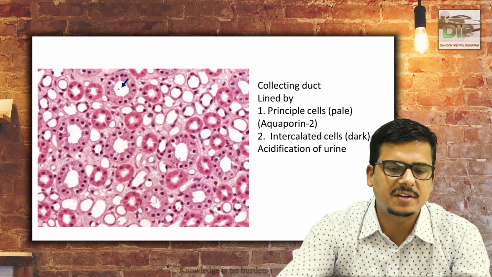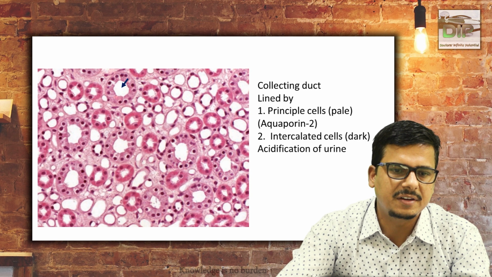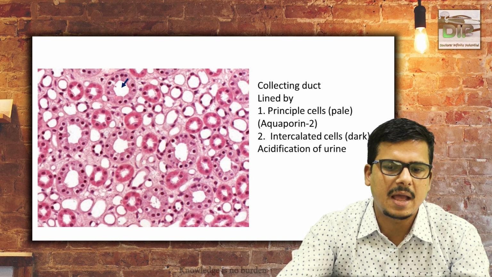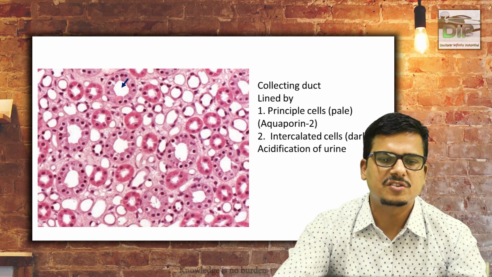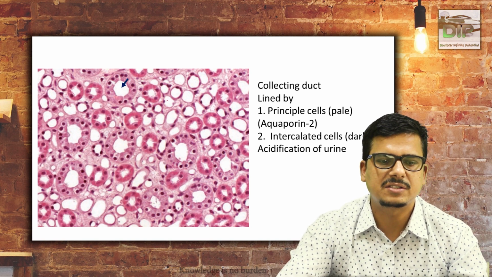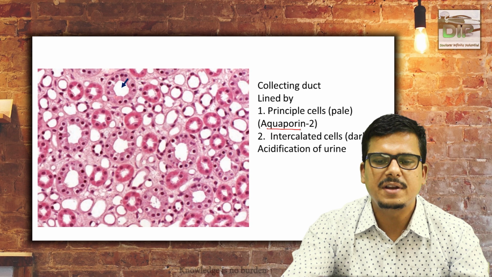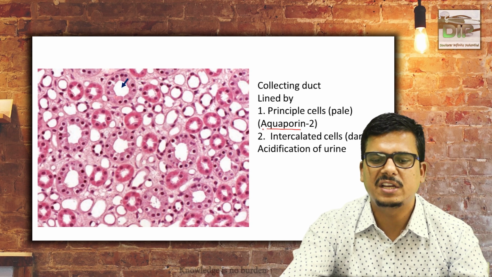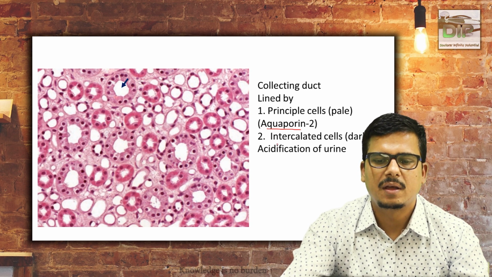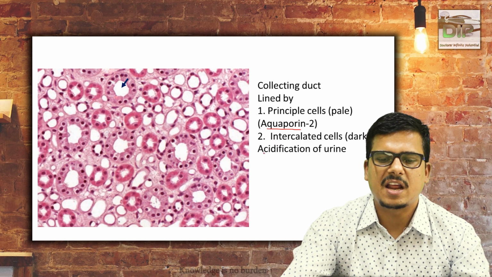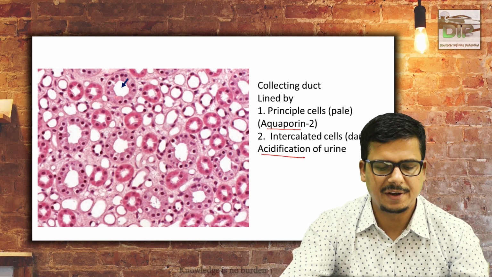This is the collecting duct, and if you see it in detail, some cells are pale and some are darker. These are the principal cells and intercalated cells. Functionally, the principal cells or pale cells contain aquaporin channels, which are the channels for the reabsorption of water, and intercalated cells are helpful for the acidification of the urine.